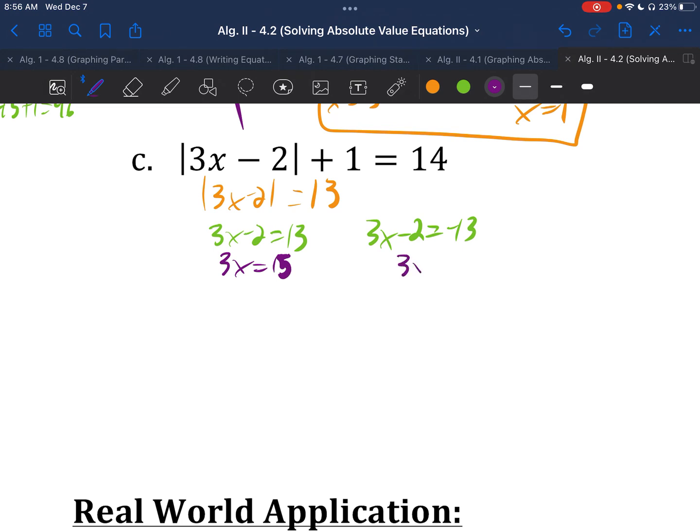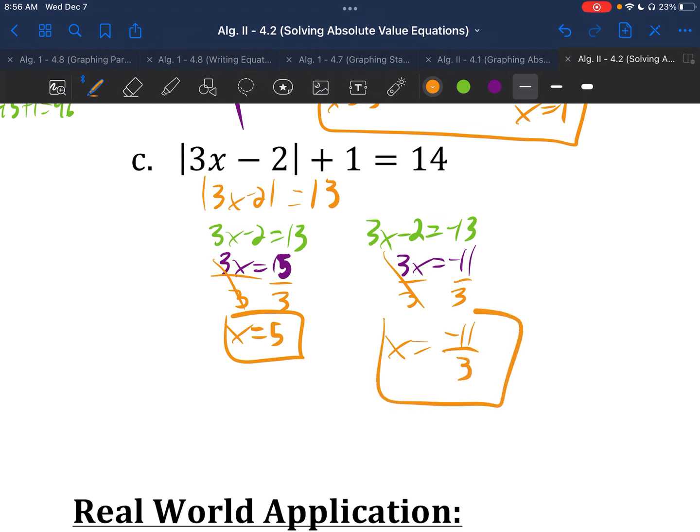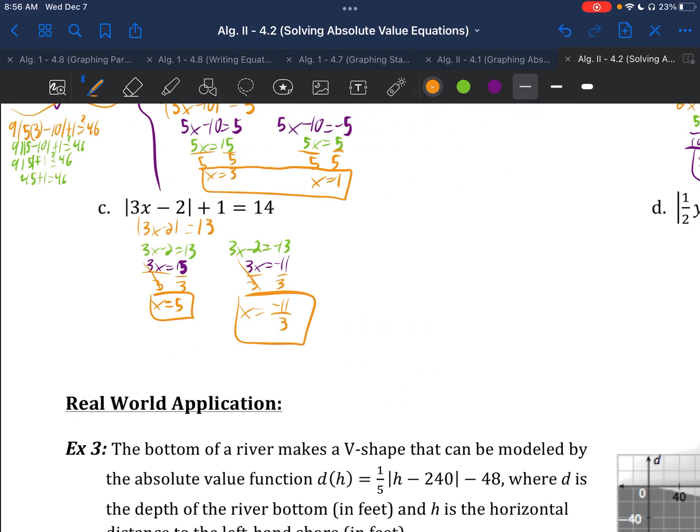Add 2, 3x equals 15. Add 2, 3x equals negative 11. Divide by 3, x is 5. Divide by 3, doesn't reduce, so x is negative 11 over 3.